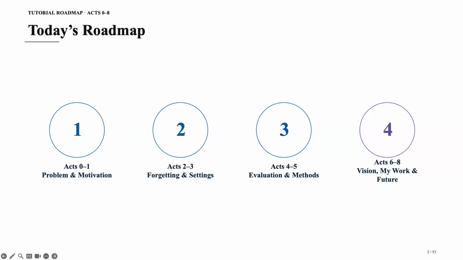Here we need to separate two terms. The orange box shows the loss during the update. This is interference. The blue box shows a later drop in old performance. This is forgetting, catastrophic forgetting. So interference happens during learning. Forgetting is the result we observe afterward.